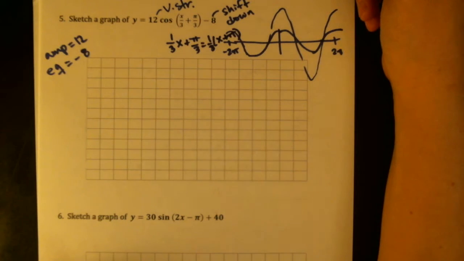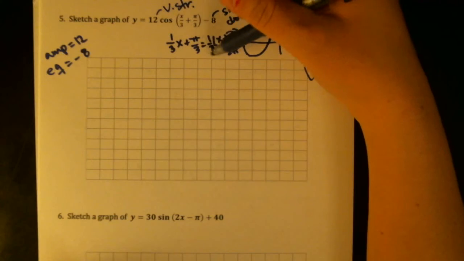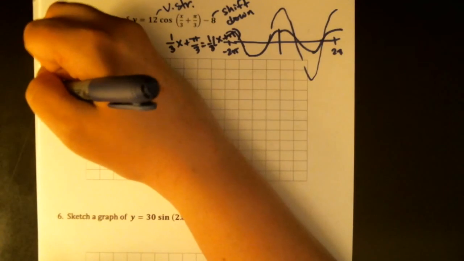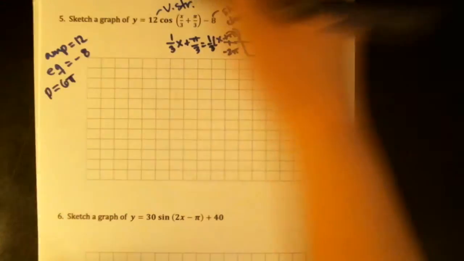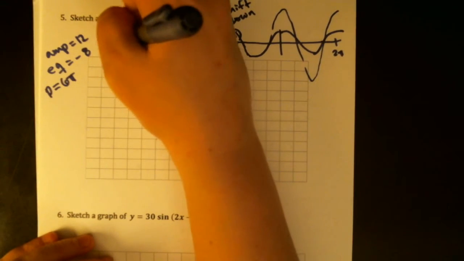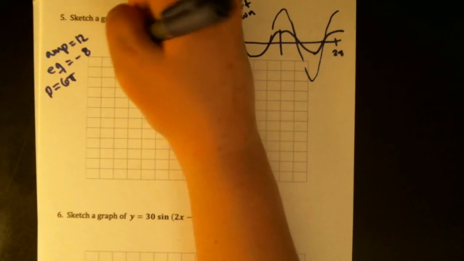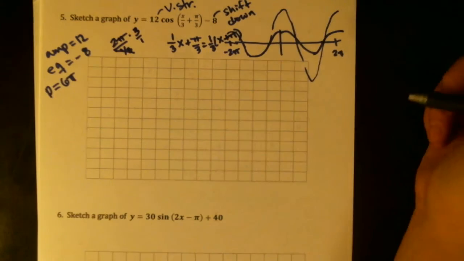Okay, so let's see here. Based on that, multiplying x by 1/3 is a horizontal stretch by 3. So my period is going to be 2 pi divided by 1/3, which ends up being 6 pi. 2 pi divided by 1/3, here, if you want to see that, is the same as 2 pi multiplied by 3 over 1, which is 6 pi.